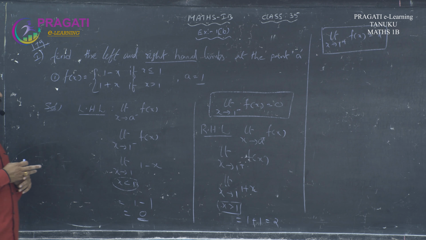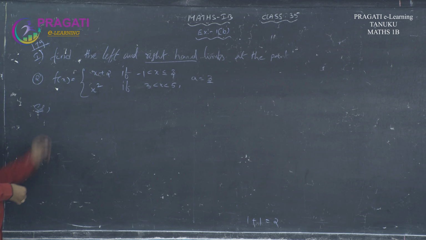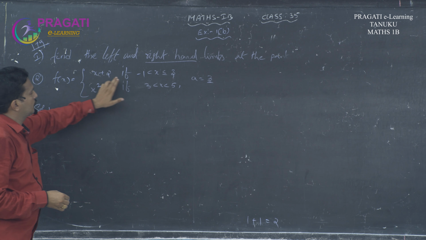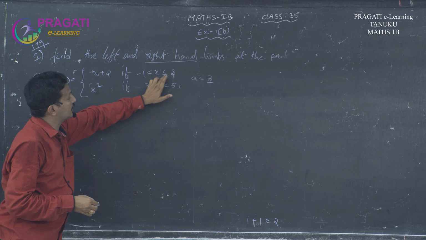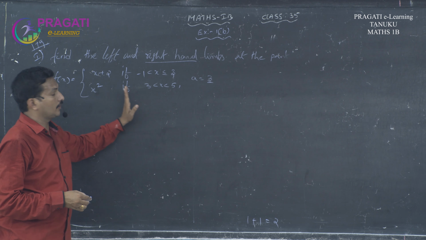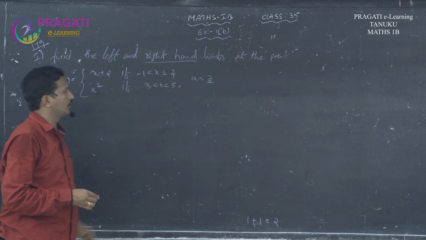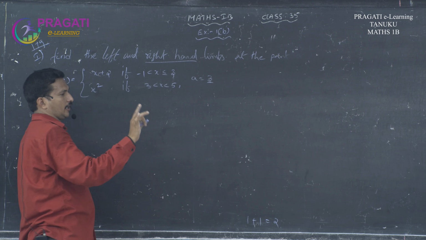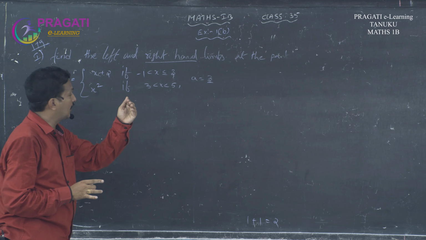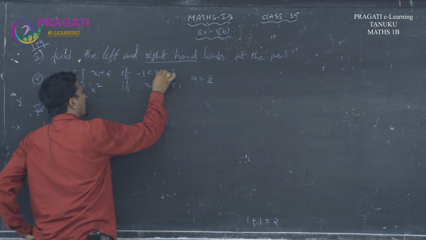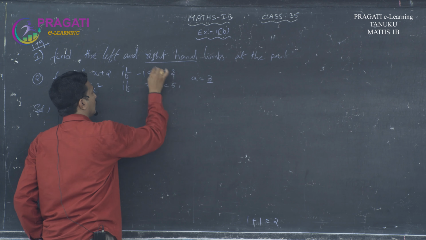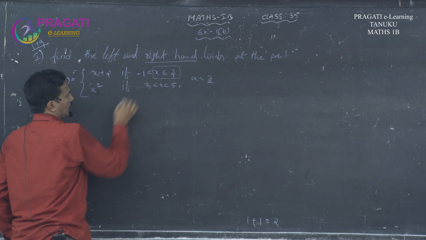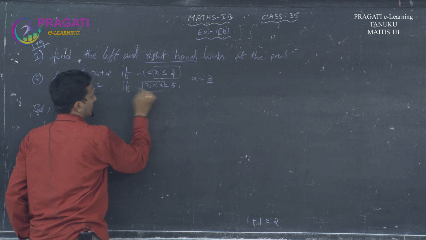The next problem is, here the sum is f of x equal to x plus 2 if minus 1 less than x less than or equal to 3, x square if 3 less than x less than 5 and a equal to 3. A equal to 3 means x approaches 3 either from left side or right side. Left side is denoted by x less than 3. And the right side is 3 less than x.